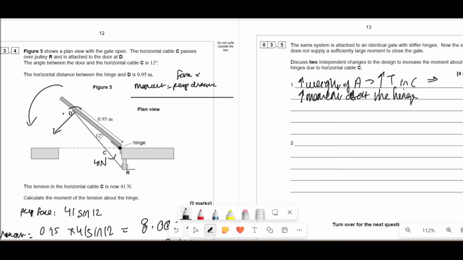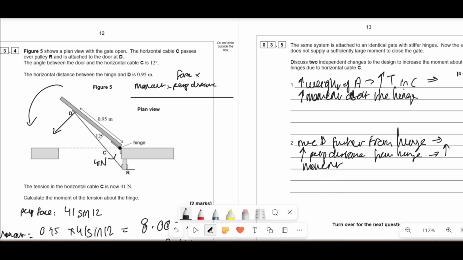We need to think again, how can we max out that force as much as we can? So remember that moment equals force times perpendicular distance. Why not just make the perpendicular distance higher? So I could just move this D, the point D, higher out there. The force may stay the same, but at least we move D further from the hinge, and that will increase the perpendicular distance from the hinge, and therefore that increases the moment. There you go.